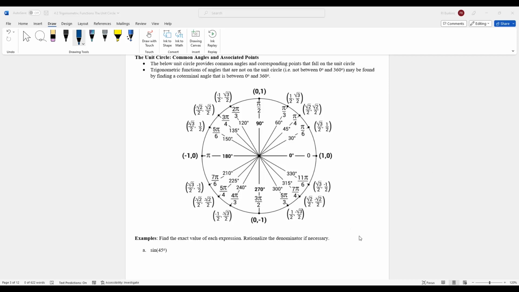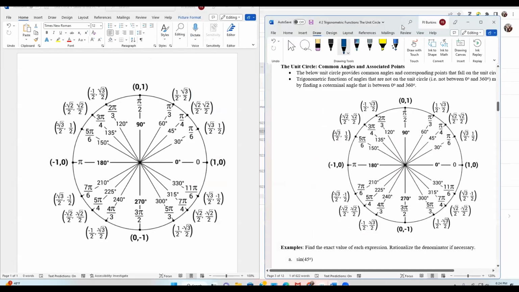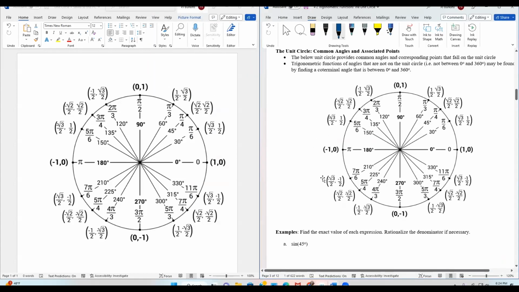So I'm actually going to share my screen, and I'm going to put the unit circle off to the side so that we can see it while we are working here.